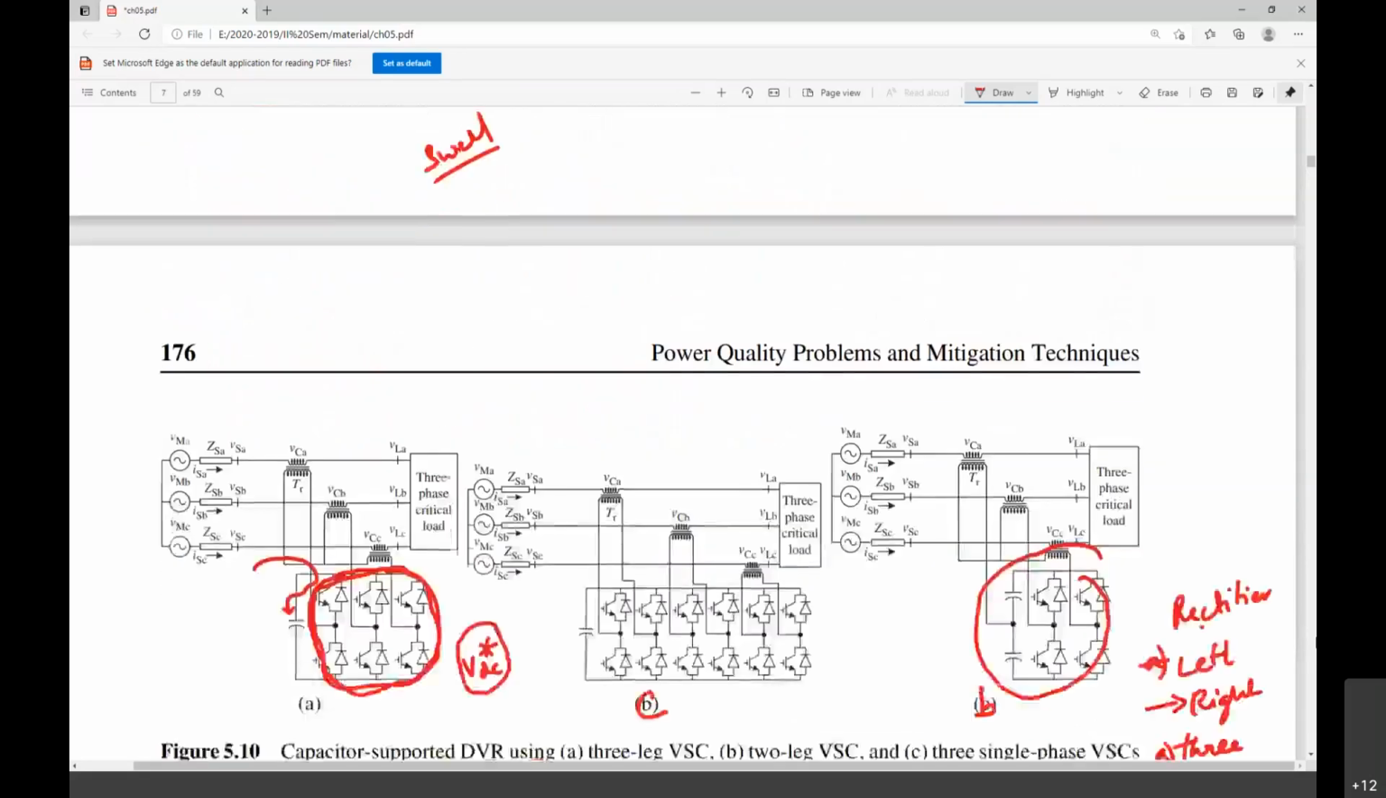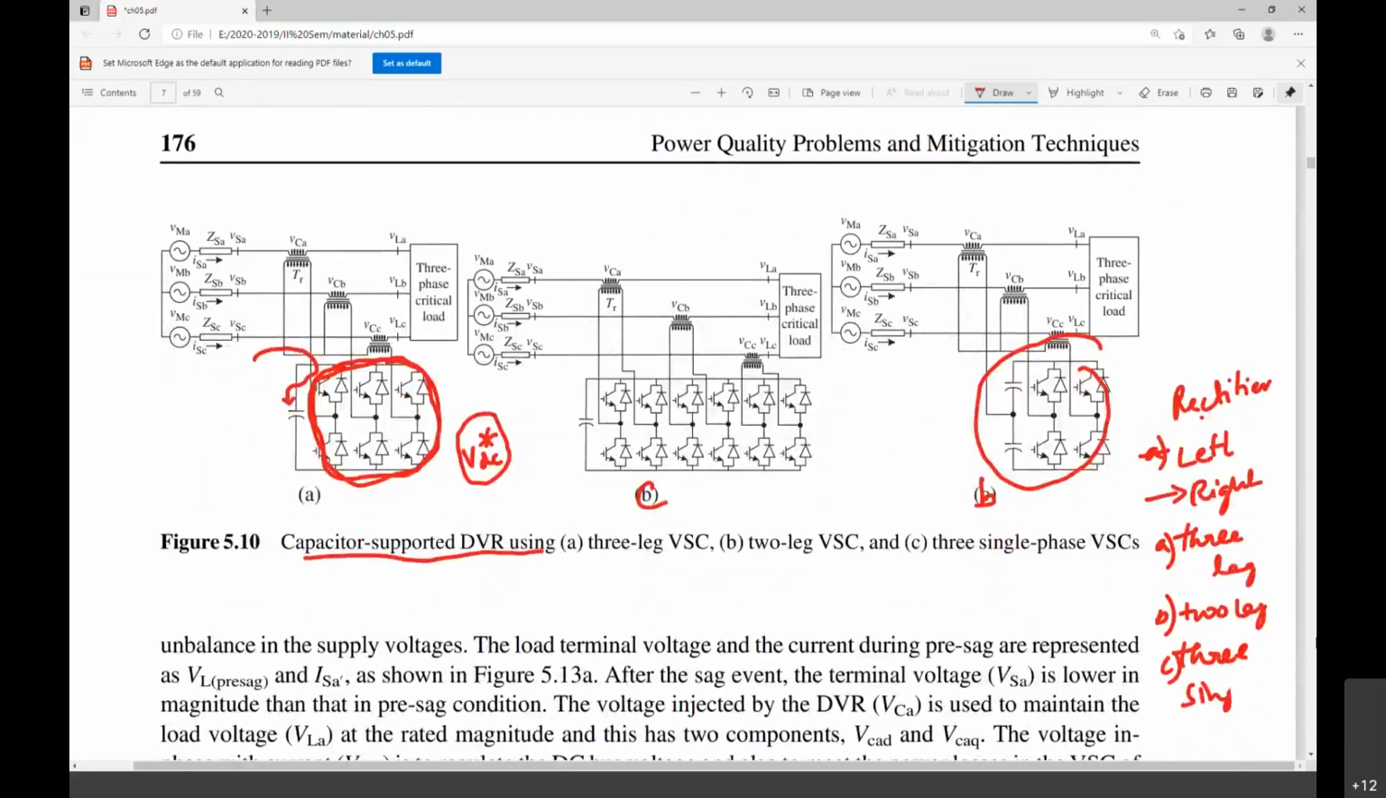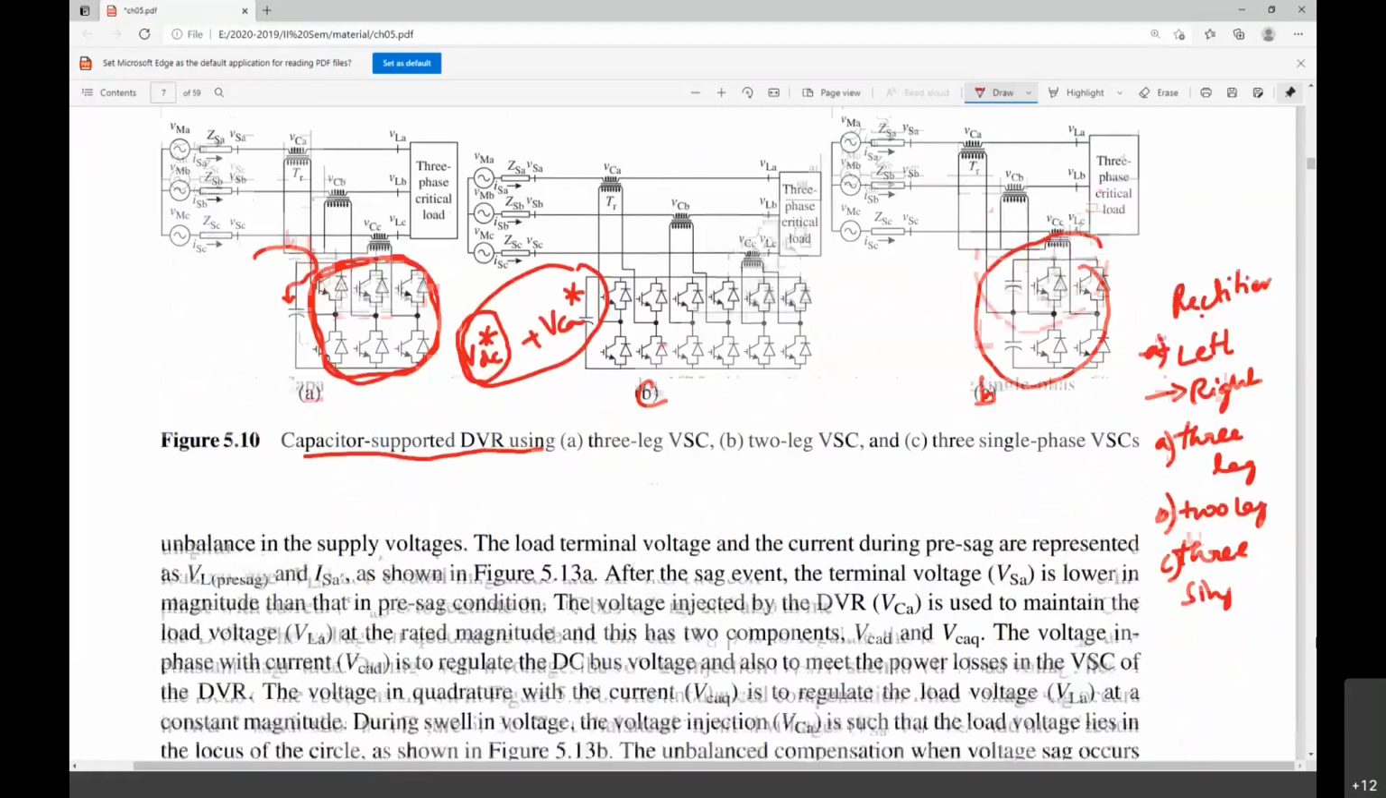Whereas in the case of the capacitor supported, we have to regulate the VDC star voltage as well as the VCA star voltage. I mean, the injected voltage also we need to regulate. That has to be incorporated in the control logic.